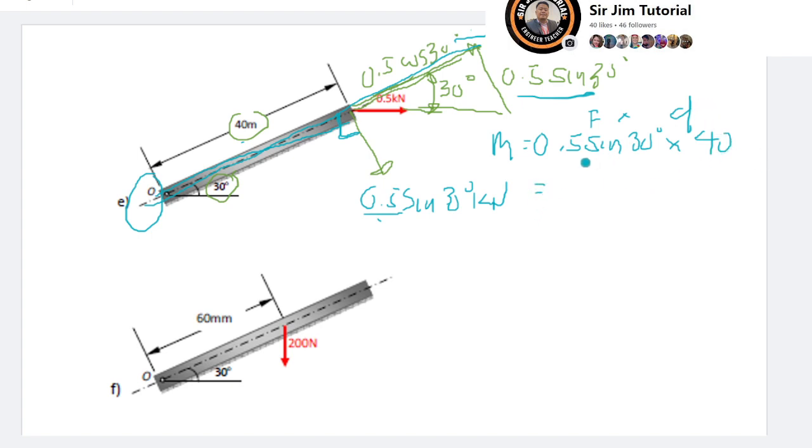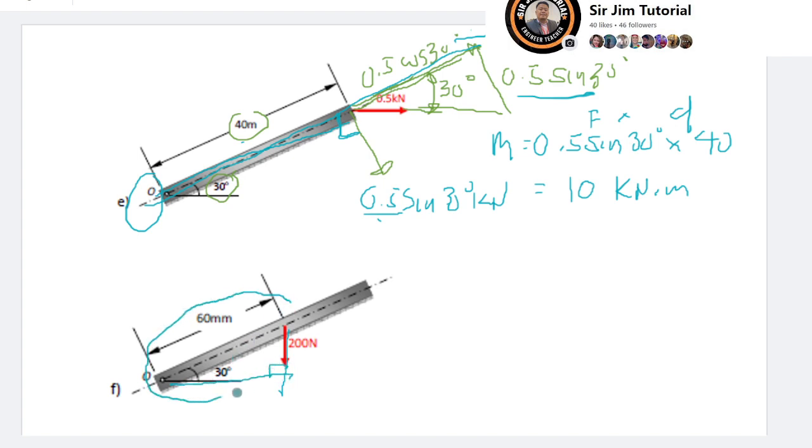So your unit here, 0.5 and sine 30, and then 40 just equal to 10. Your unit is kilonewton and then meter. Okay, so how about this one? If you're going to extend this one here, also this one, there should be 90 degrees here.